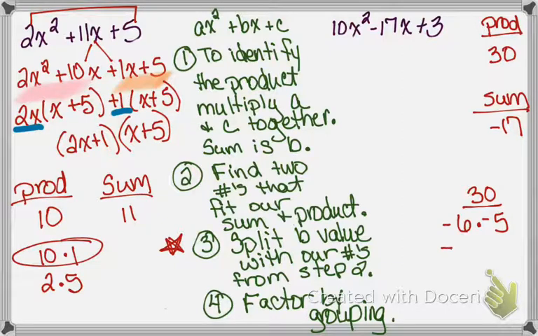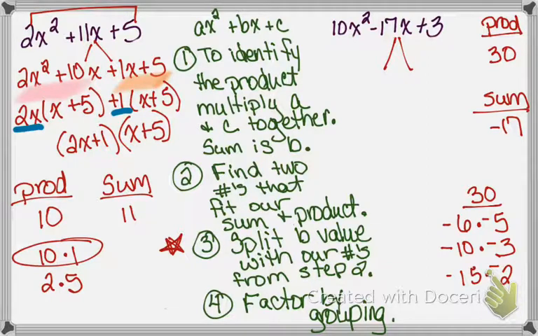Negative 10 and 3? Or negative 10 and negative 3? Is that it? No? Do I have another one? Yes, 15 and 2, and they are both what? Excellent. Now, this is where students make their mistake, right there. You split it.